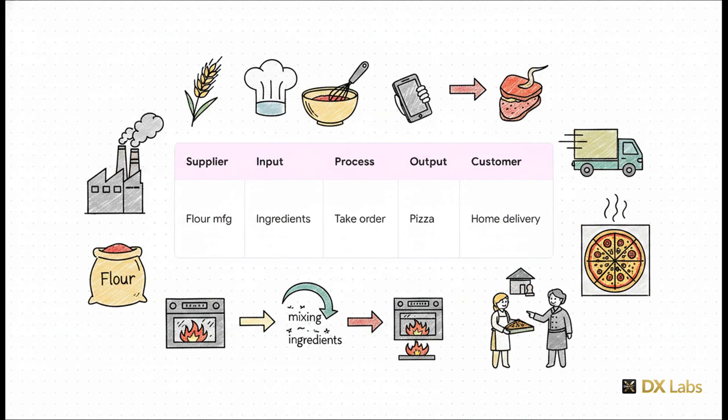Tignan ninyo kung paano nag-align ang lahat sa isang tingin. For suppliers, we have the flour manufacturer, food processing companies, and the call-in customers. Sila yung nagpo-provide ng inputs natin like flour, water, other ingredients, and that crucial order info. Lahat ng inputs na ito flow directly into our mapped process, right from taking the order down to delivery. What's the output? A perfectly completed pizza. And who's the customer? The home delivery and carry-out customers waiting for their food. Can you see the operational impact here? Isang table lang, and immediately, management and the project team are fully aligned on the exact scope of the project.